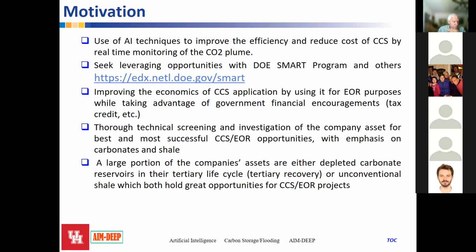So we know, after many years of working in different companies, that a big portion of the companies' assets, especially in the US, are depleted reservoirs. They need to go under tertiary recovery, and many of them are good candidates for CO2 flooding because of the very good and compatible properties of the CO2 with the reservoir fluids.